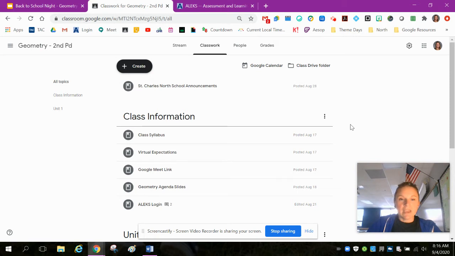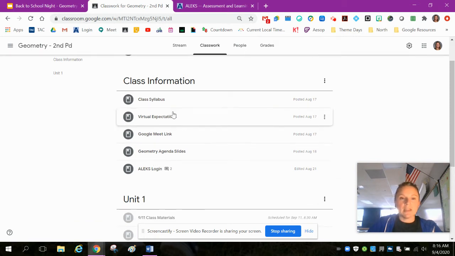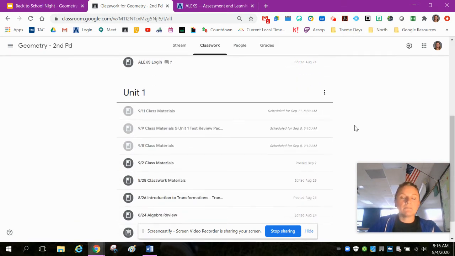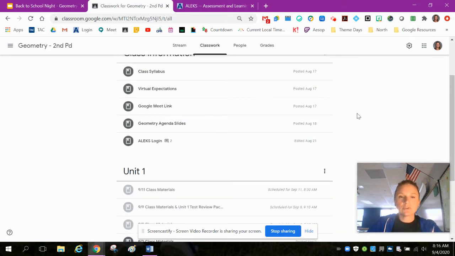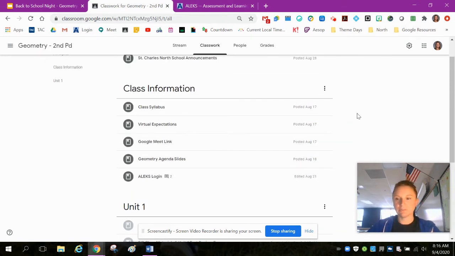On the classwork page, I've got it sectioned out by your main class information. We've got the Unit 1 materials, and we'll continue adding Unit 2 and so on, and other things that are needed as we go. I try to keep it as organized as possible, because I know that the students are trying to keep themselves as organized as possible with so many different classes.